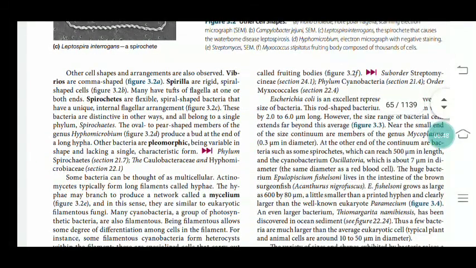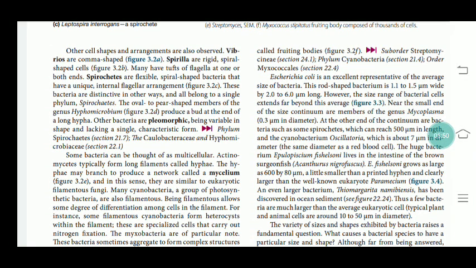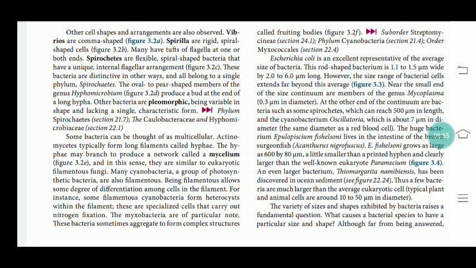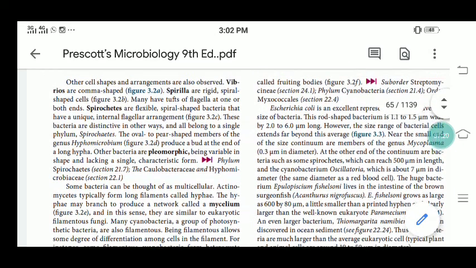Other cell shapes and arrangements are also observed. Vibrios are comma shaped, and spirilla are rigid spiral shaped cells. Many have a tuft of flagella at one end or both ends. Some bacteria have flagellar structures at one end or at both ends, so they can easily move from one place to another. So flagella are important for the motility of the organism.